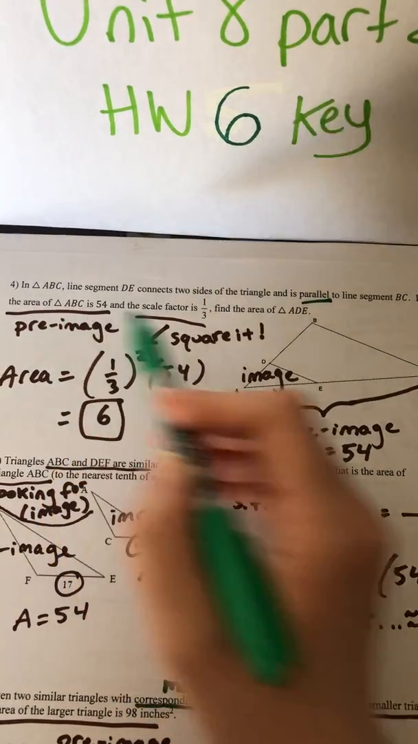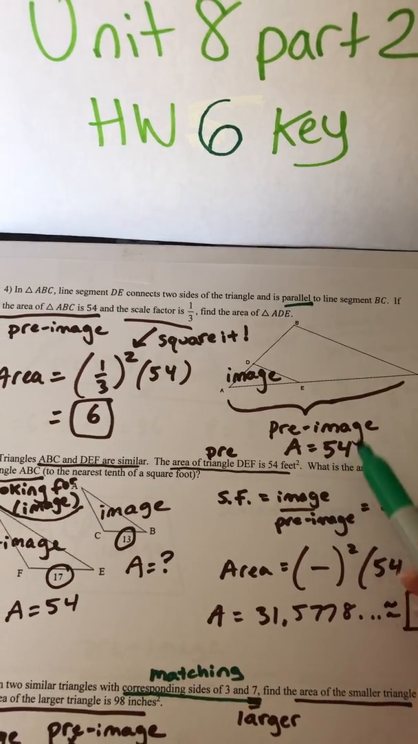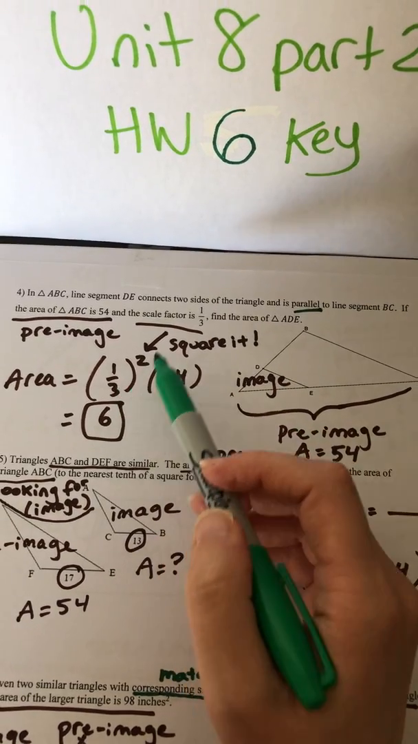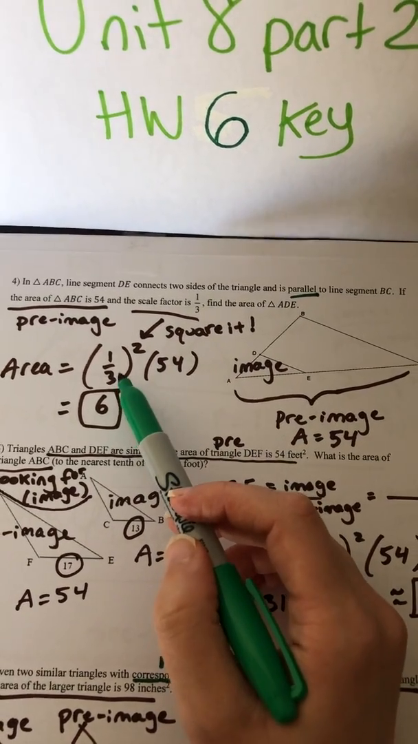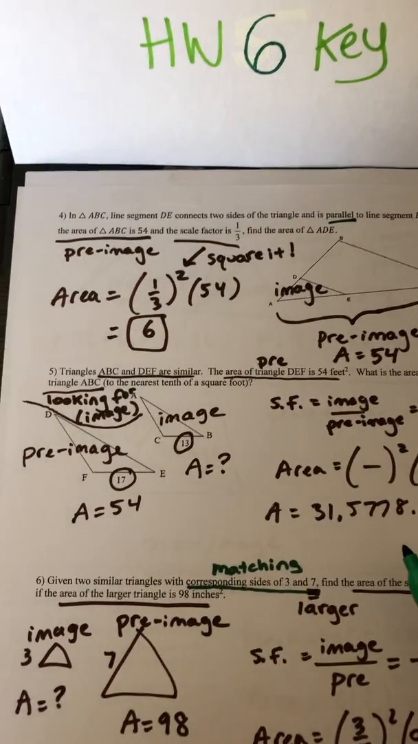Well, we know the area of ABC, so that whole triangle is the pre-image with an area of 54. We don't know ADE, that's why it's the image. In this question, it's an area question, so you take the scale factor and square it. 1/3 squared times 54 is 6.